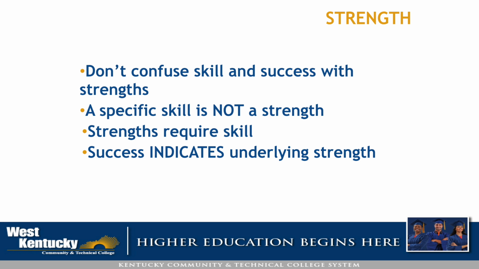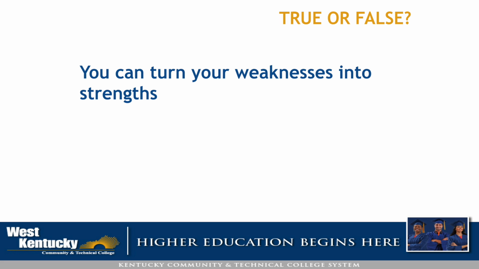The strengths require skill. So, strengths come from talent and they come from skill, but they are not necessarily skill. If you are successful in a particular area, you really need to start thinking about that particular area because that could be an indication of an underlying strength. So first I would like you to answer this question, true or false? You can turn your weaknesses into strengths.